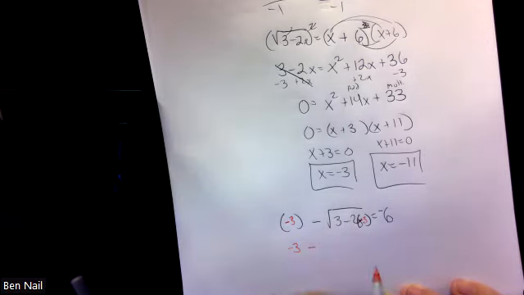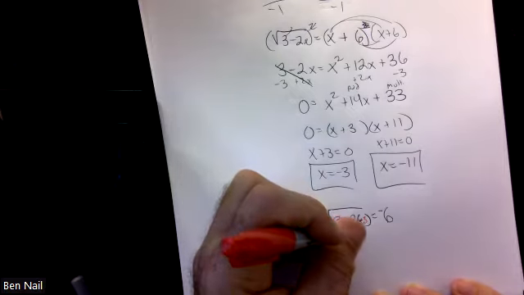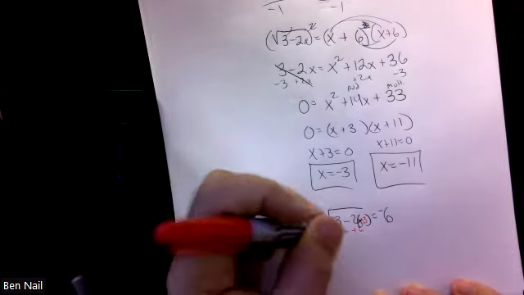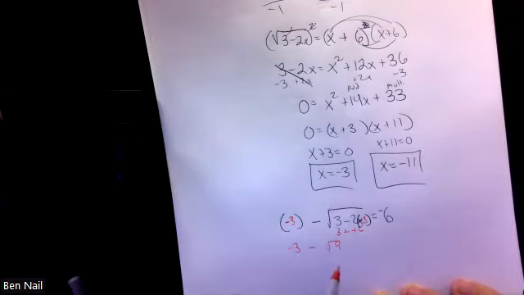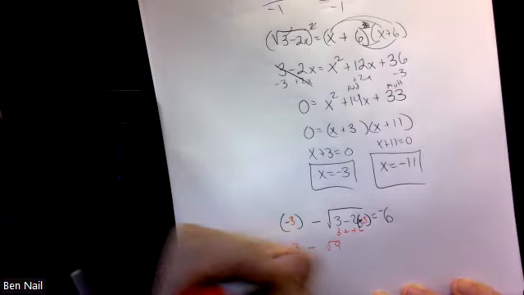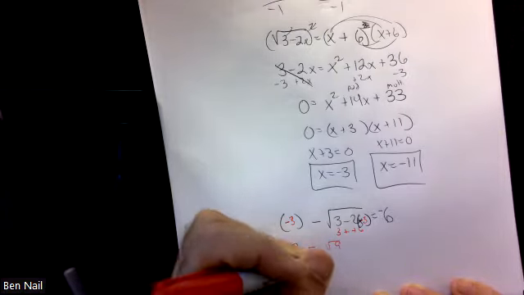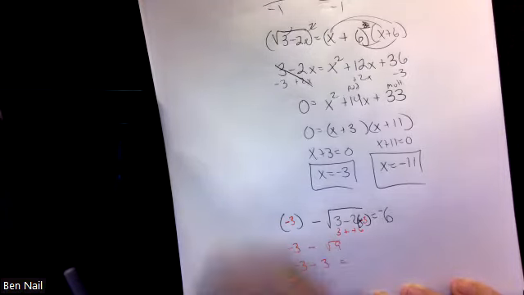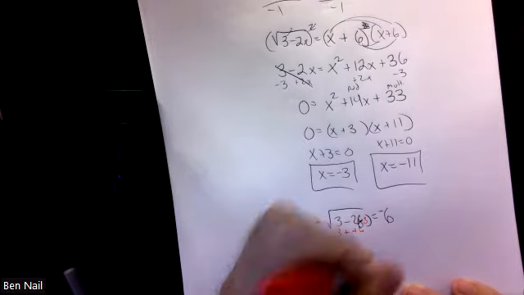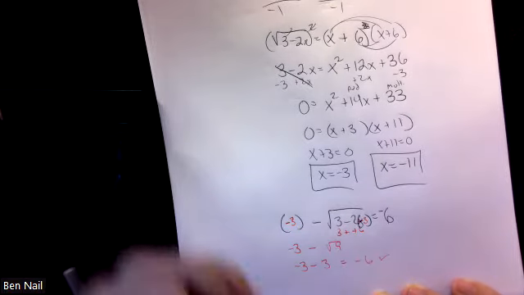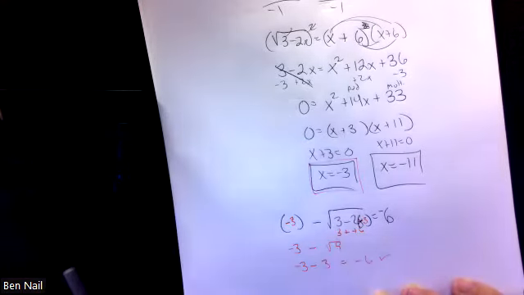So 2 times -3 is -6. 3 minus a -6 is 9. Square root of 9 is 3. -3 minus 3 is -6. Okay, that checked out. -3 in this case is a perfectly valid solution. It worked out.